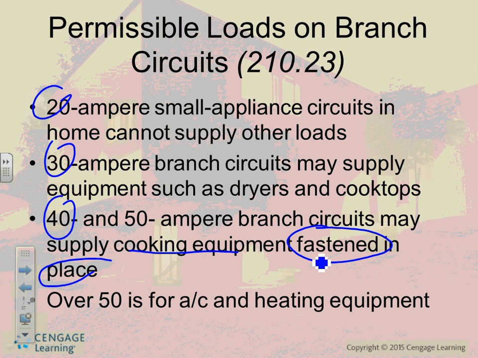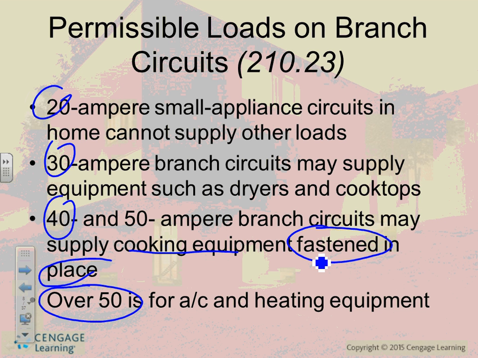Heating and AC equipment, guys, over 50. Now, what happens over 50? Now, we're not talking residential. Rarely, if ever, will you see anything larger than a 50 amp in a dwelling. I've never seen it, but it could happen in one of these mansions, they have other things. But the typical house would never see over 50.